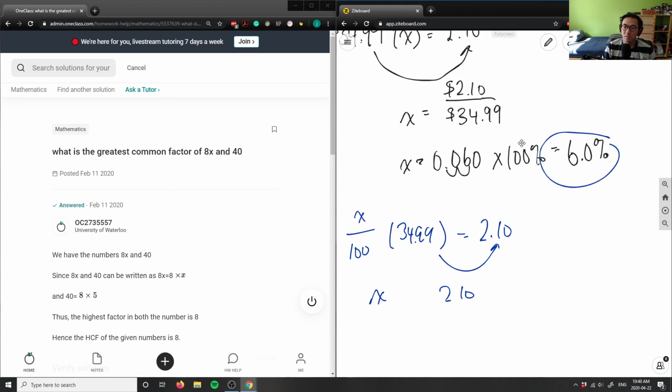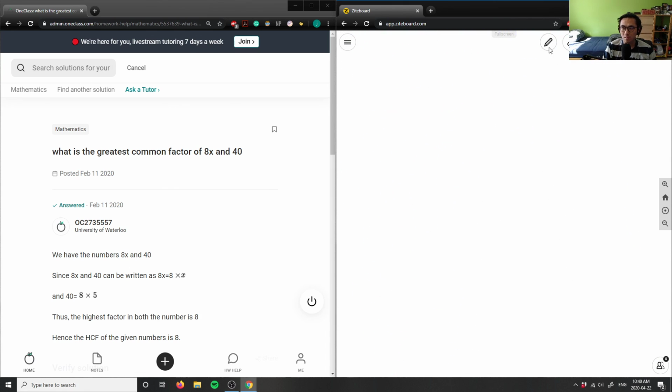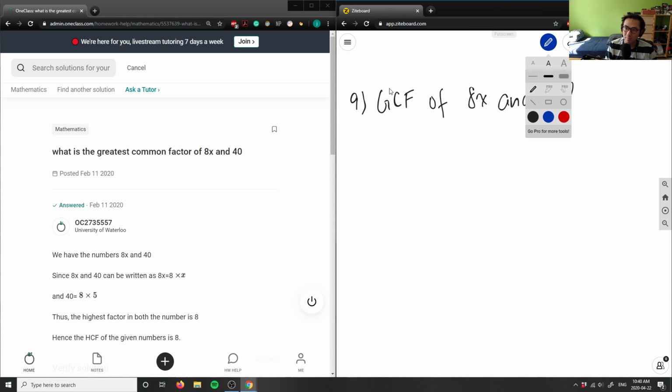That was number 8. Let's do number 9. Number 9 is stating, what is the greatest common factor of 8x and 40? So GCF, or greatest common factor, of 8x and 40. When we talk about GCF, it's the greatest common factor, right? So we basically have to look at these two terms.